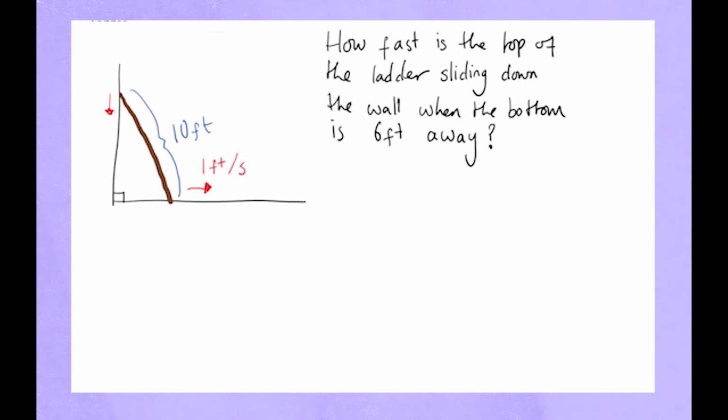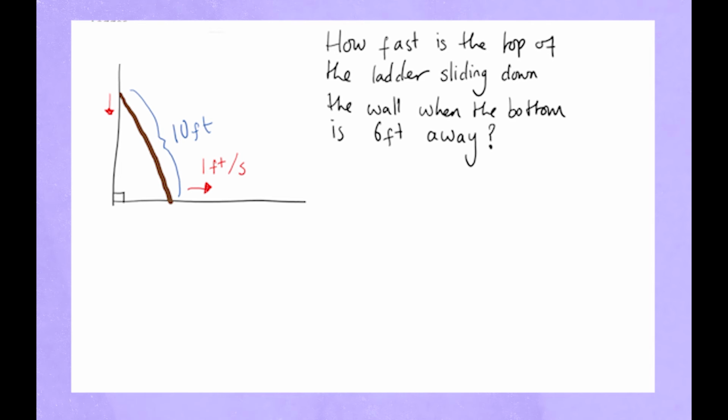Let's take a look at a second example. A 10-foot long ladder rests against a vertical wall. If the bottom of the ladder slides away from the wall at a rate of 1 foot per second, how fast is the top of the ladder sliding down the wall when the bottom of the ladder is 6 feet away from the wall? First, let's draw a diagram of this situation.